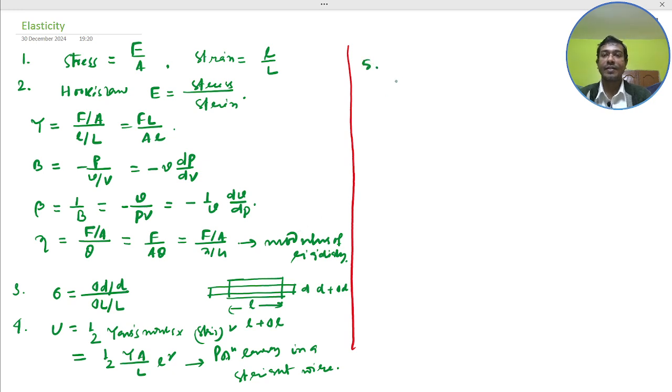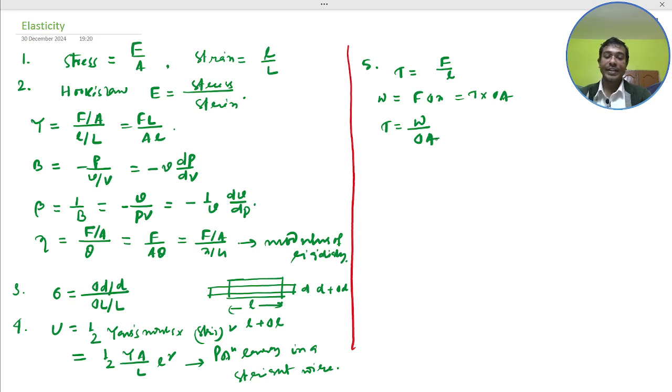The surface tension, capital T, is defined as F by L, and the work done by the force F when the wire is pulled out by a small distance del x, the work done W is equal to F del x. Basically here that is T into del A, and the surface tension in this form would become T equal to W by del A.